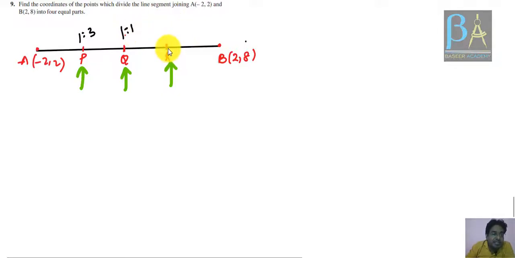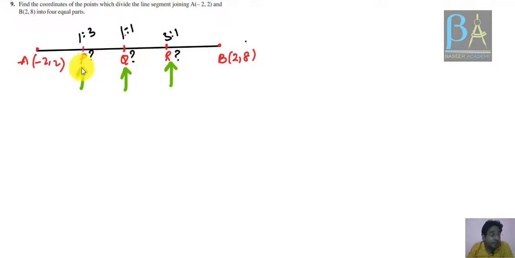And then the point R is dividing the line segment AB in the ratio 3:1, because to the left of R I see 1, 2, 3 parts. To the right I see 1 part. So 3:1. Now all that you have to do is you need to find out the coordinates of point P, coordinates of point Q, and coordinates of point R.